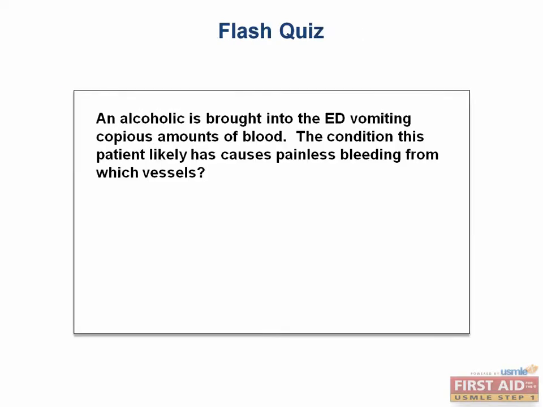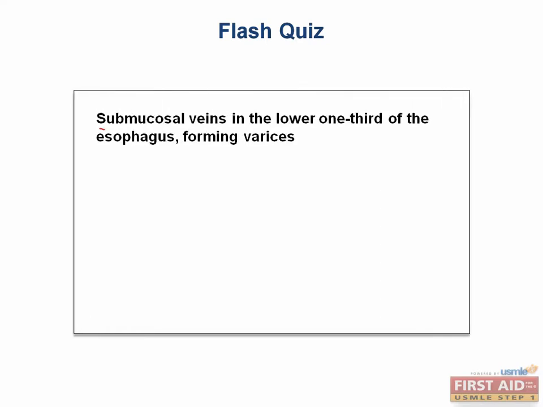Okay, time for a flash quiz. An alcoholic is brought into the ED vomiting copious amounts of blood. The condition this patient likely has causes painless bleeding from which vessels? This is a great review question to bring back our anatomy. Important things to note are that it's painless bleeding and it's in an alcoholic. This means that in an alcoholic, they are likely to have varices in the esophagus. Thus, it is the submucosal veins in the lower one-third of the esophagus that form varices that are causing this painless bleeding.